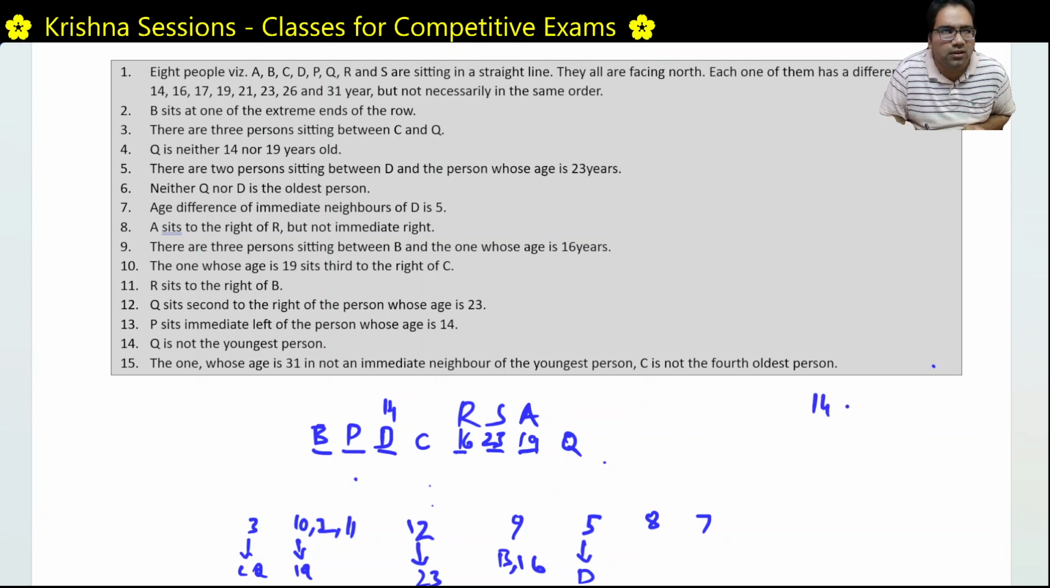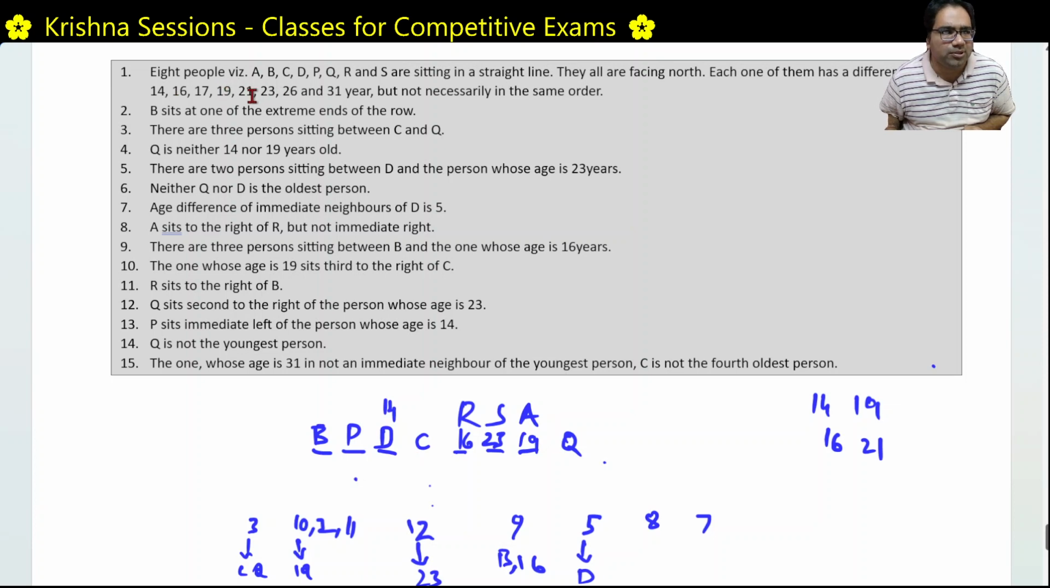14 and 19 is a possibility. Right, difference of 5. 16 and 21 is a possibility. Right. 17, 22 should have been there, but 17, 22 is not there. So with 17, nothing is possible. With 19, 14 only is possible, but we have already taken that. 19, 24 is not there.